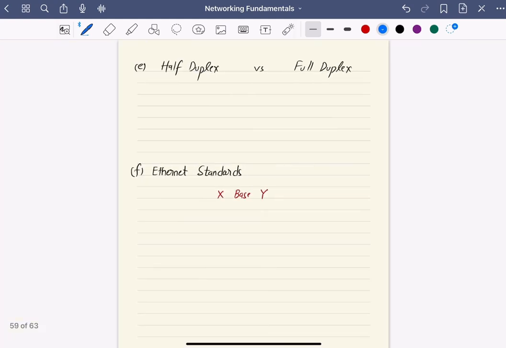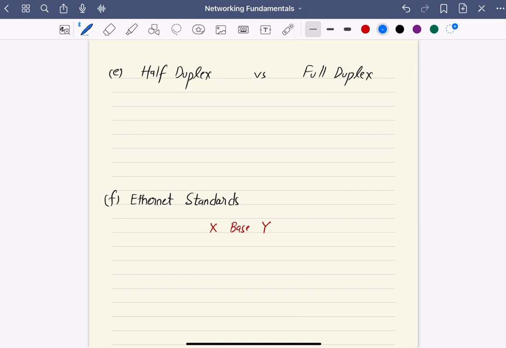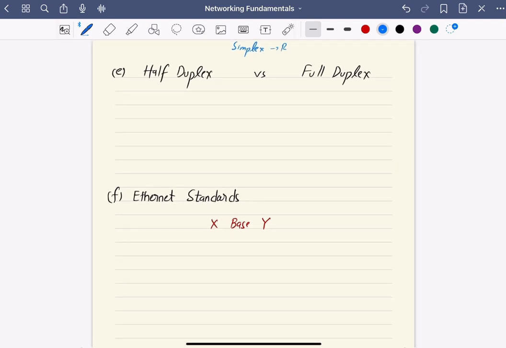So the next is half duplex versus full duplex. We have already discussed half duplex. There is another one which is called simplex. So we have simplex, half duplex, and full duplex. Simplex is, for example, the radio. Radio is only one-way communication. One-way communication means only one person, the sender, can transmit the data and you will receive the data.